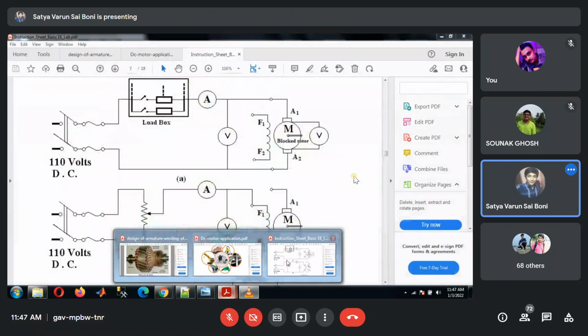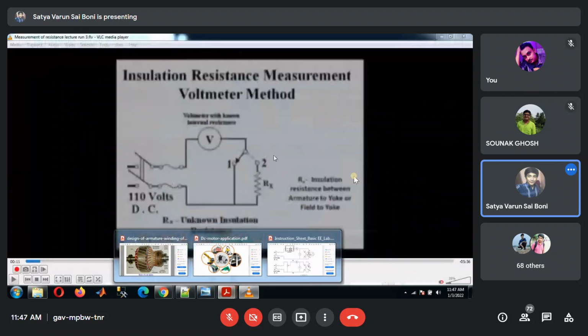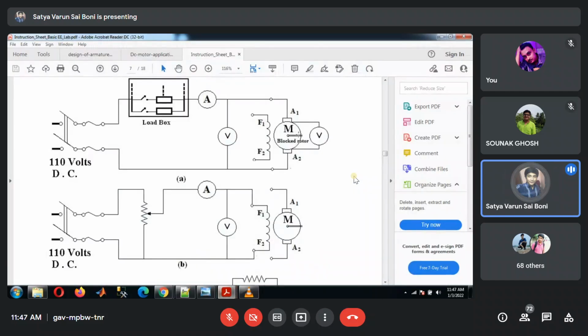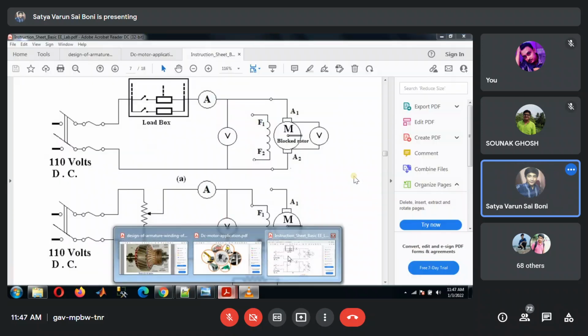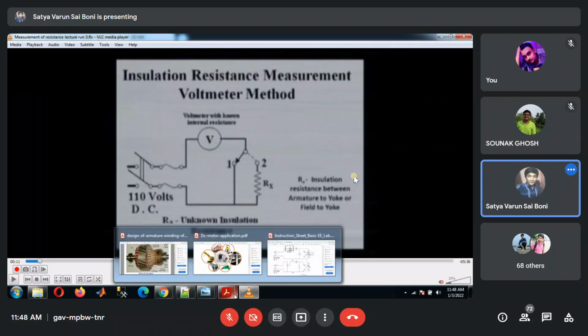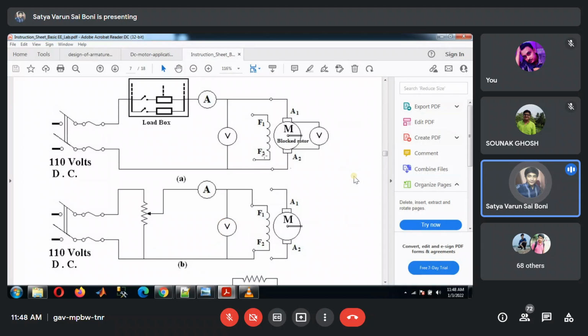The diagram is better. Okay, see, this second point is nothing but the joint point between the armature windings. Here two points are there, A1 and A2. We are measuring the insulation resistance between this armature and the yoke, so these two points should be short circuited. This point 2 is the short circuited point of A1 and A2 for measuring the armature insulation resistance. For finding field insulation resistance, F1 and F2 should be common. Now we are joining these two ends.